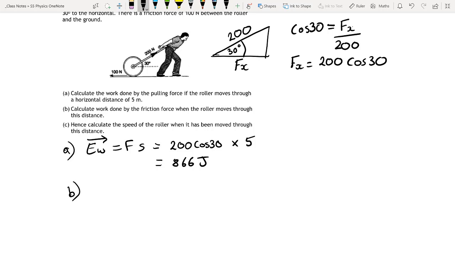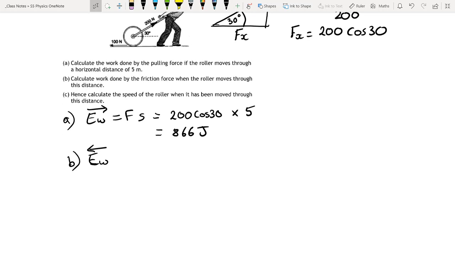Okay. B, this is where you went too far ahead. B, the work done by friction when the roller moves through this distance. So we're looking at the friction separately, so I'm going to put an arrow back the way. It's the force of friction times the distance moved. So that will be, the friction was 100, wasn't it? So 100 times 5, so 500 joules.